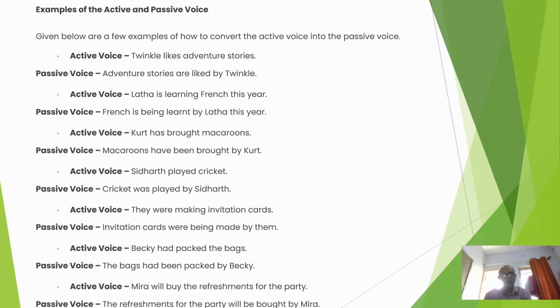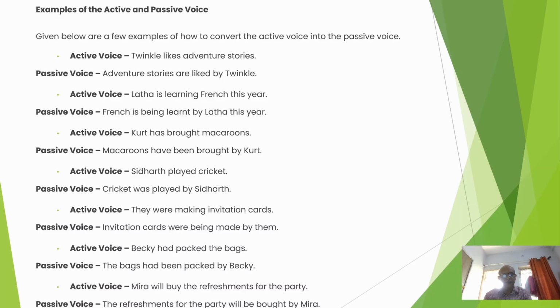Active voice: Kurt has brought macaroons. Passive: Macaroons have been brought by Kurt. Active voice: Siddharth played cricket. Passive voice: Cricket was played by Siddharth. Active voice: They were making invitation cards. Passive voice: Invitation cards were being made by them.